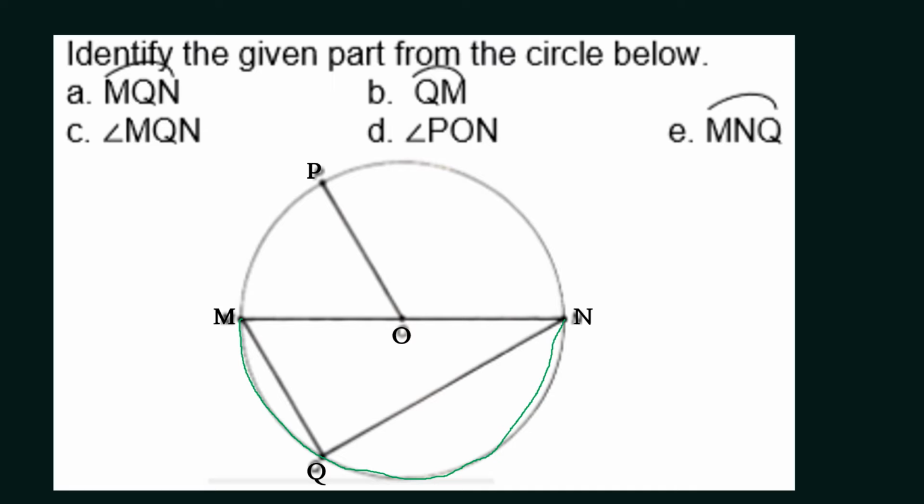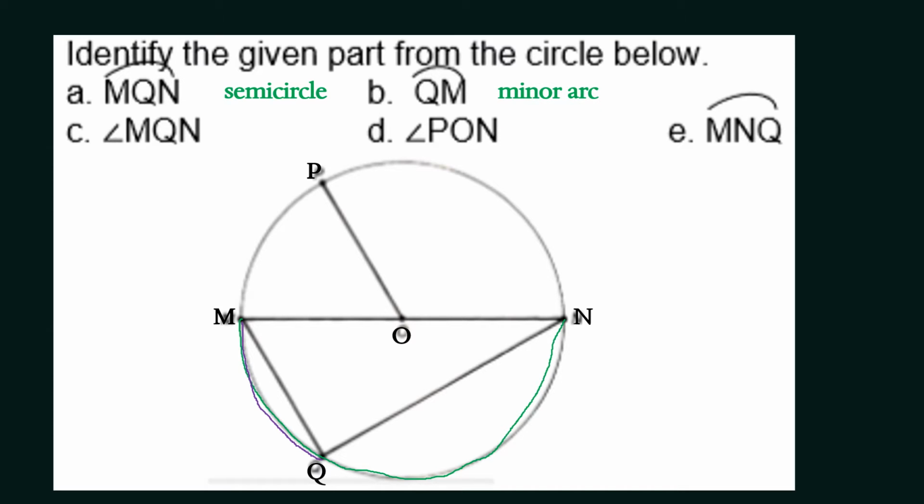Okay, ano kayang klaseng arc yan? The answer is semicircle. Kita naman natin, half siya ng circle, so 180 degrees ang sukat niya. Semicircle siya. Next, letter B. Meron ulit symbol sa taas niya. That is an arc, so arc QM. Hanapin muna natin sa figure. Arc QM, so ito si Q, pupunta daw kay M. So, anong klaseng arc yan?